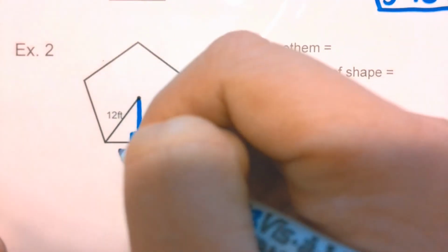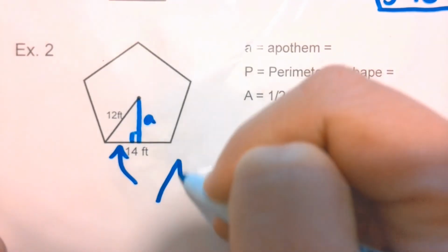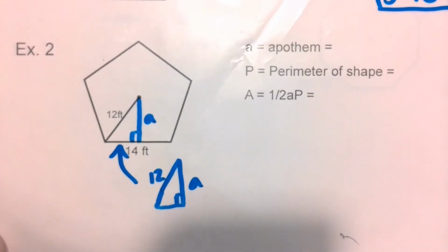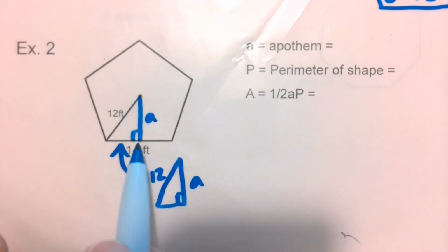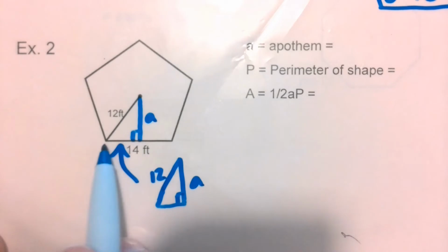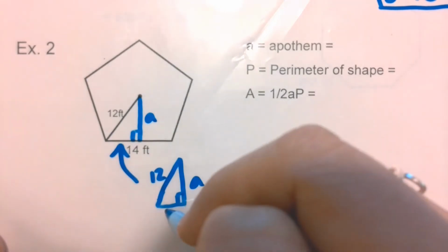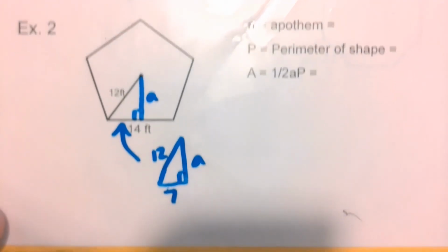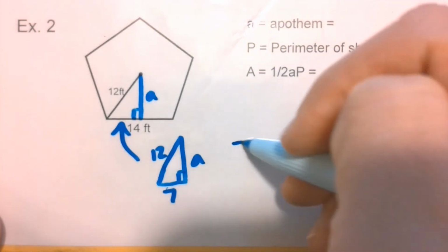Hopefully we remember from last chapter that we are allowed to use Pythagorean theorem to solve for a side in a right triangle. What you have to be careful of here is that this length right here only went to the midpoint of the side. So that means that this leg down at the bottom is only 7 and not 14. So make sure you cut that side length in half.